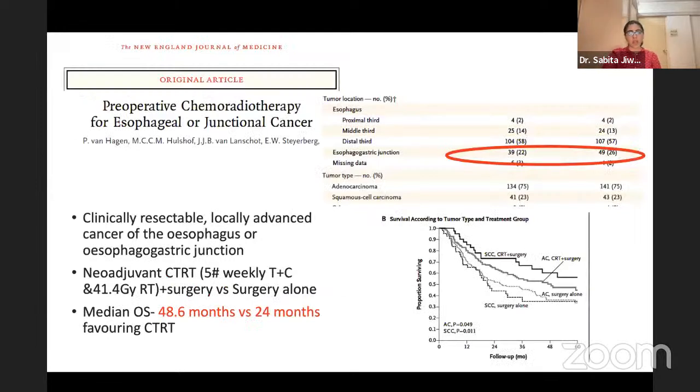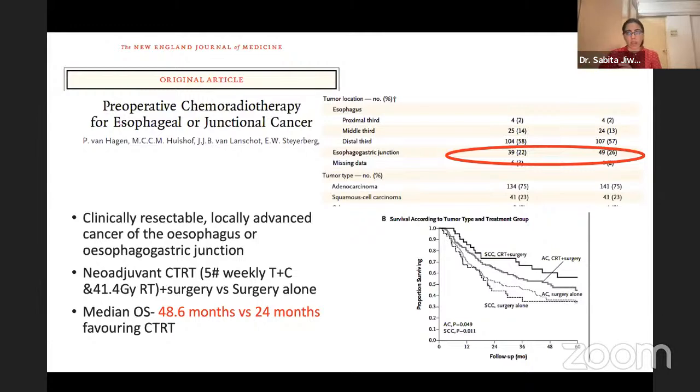And soon after this came the CROSS trial, and here they had given a very low dose chemotherapy, 5 weekly cycles, and used a lower dose of radiation, and combining these two, they compared it to surgery alone. And they showed very good resection rates. R0 resection rate was 94 versus 69% in the surgery-only arm.